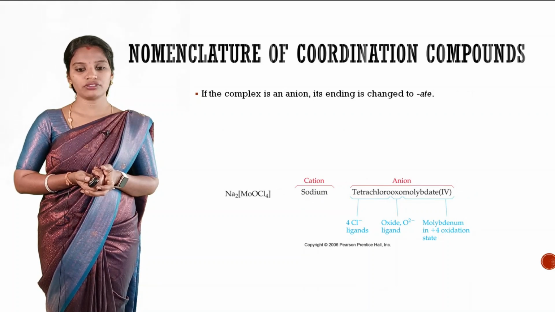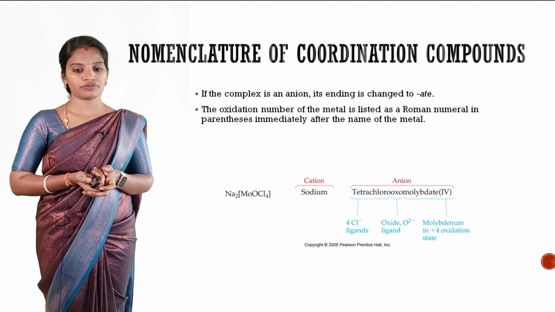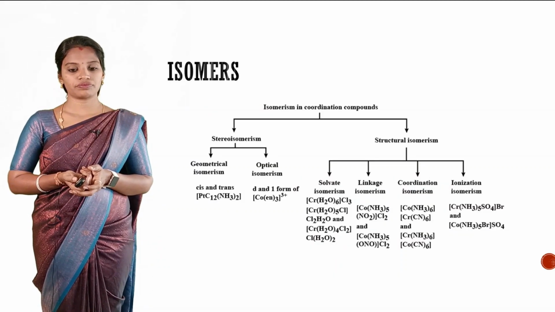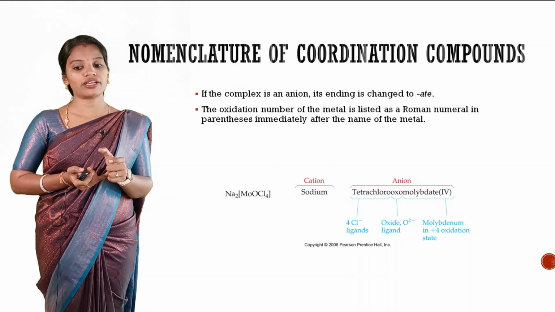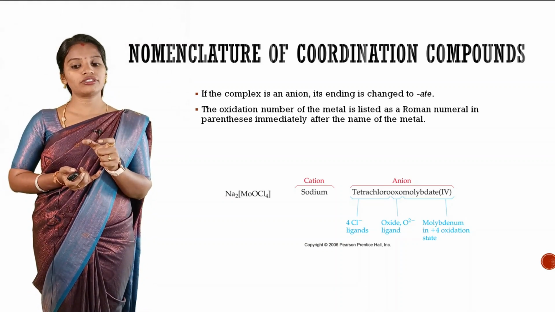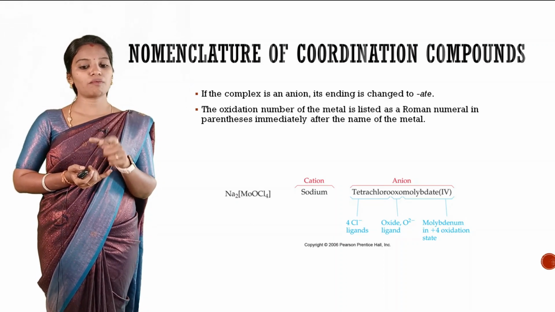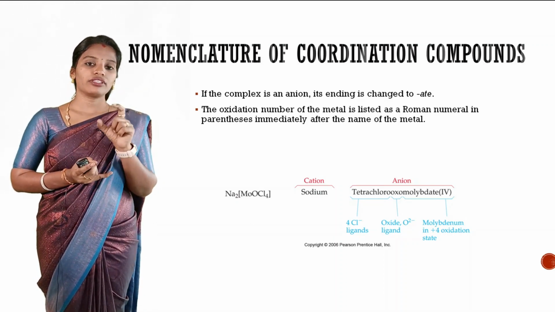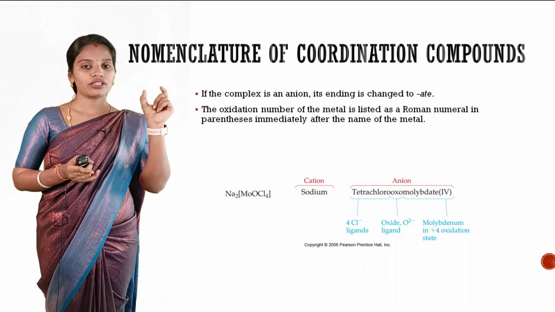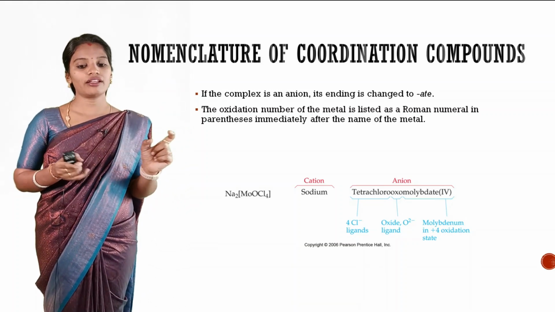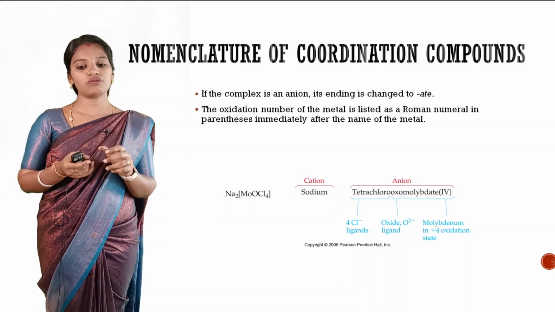So this was the example. One more thing, if the complex is an anionic complex, the ending changes to -ate. For example, sodium tetrachlorooxomolybdate. We write sodium outside the coordination sphere, Na at the start itself, and then you open the coordination sphere with MoOCl4.